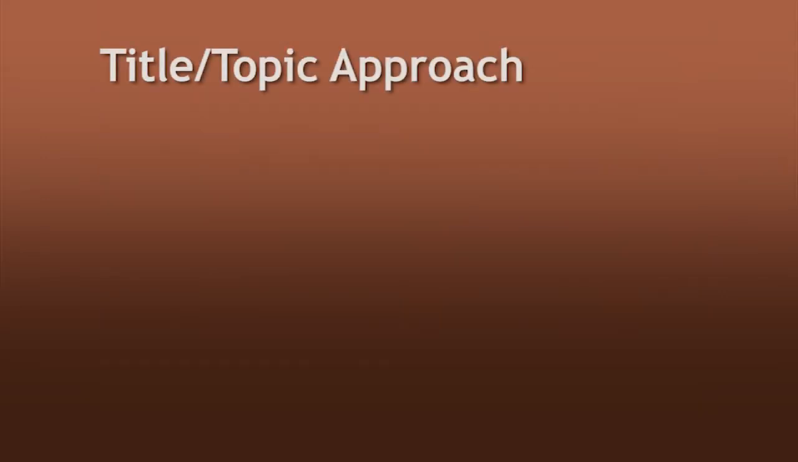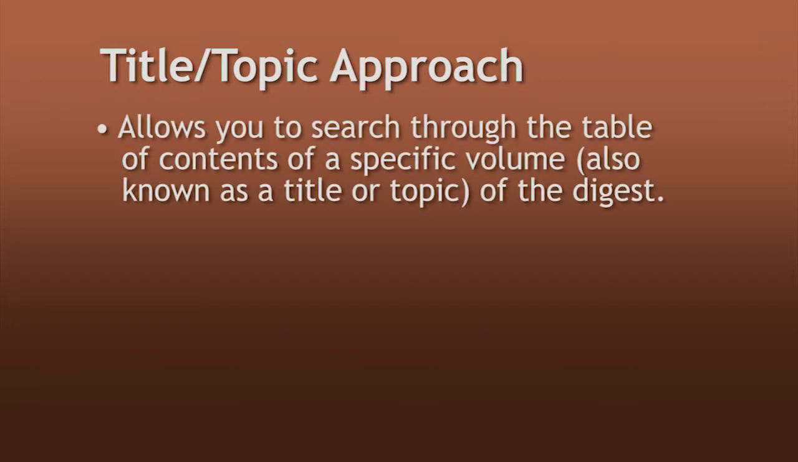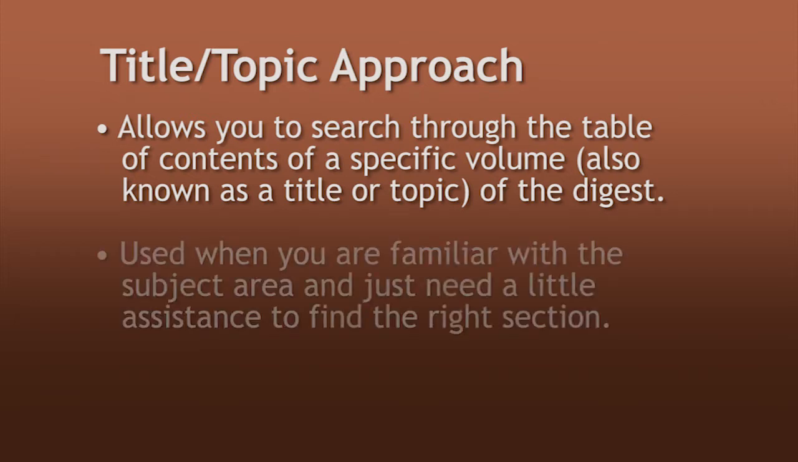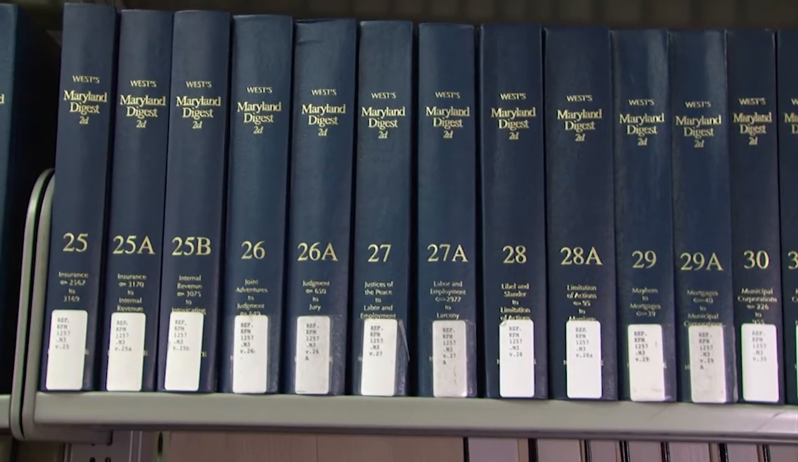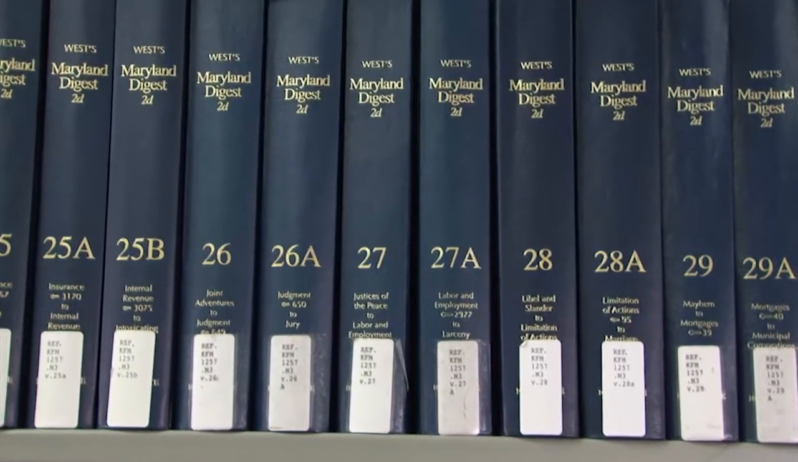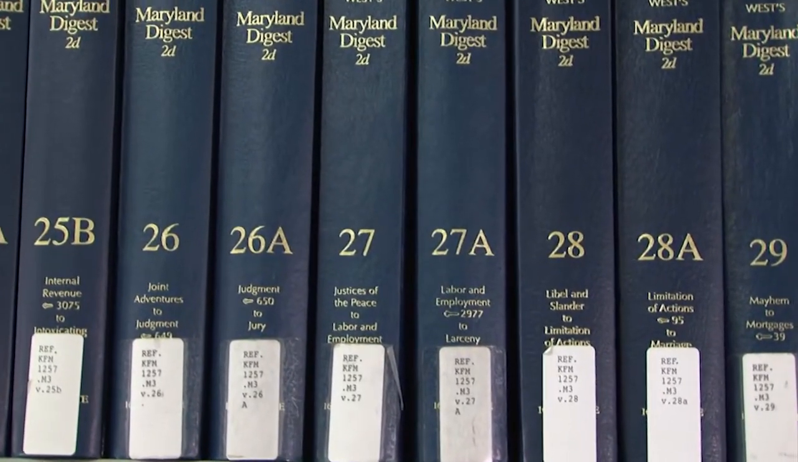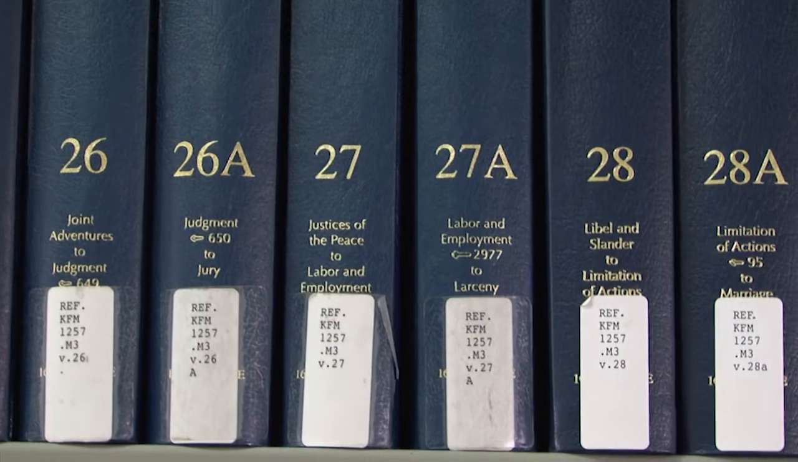To use this approach, you need to be familiar with the topics of the digest. This research approach allows you to search through the table of contents of a specific volume, also known as a title or topic, of the digest. This topic approach is used when you are familiar with the subject area and just need a little assistance to find the right section. Using the title topic approach, you would bypass the descriptive word index and go directly to the volume containing the topic landlord-tenant, which is volume 27A.